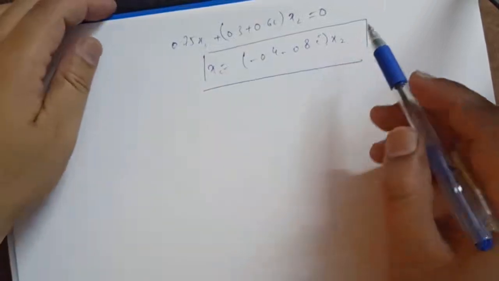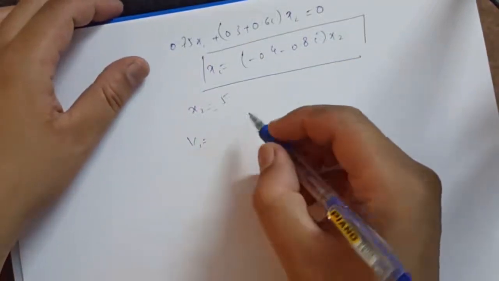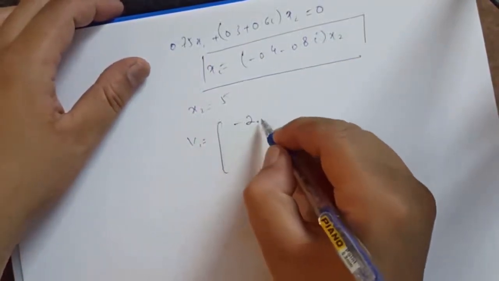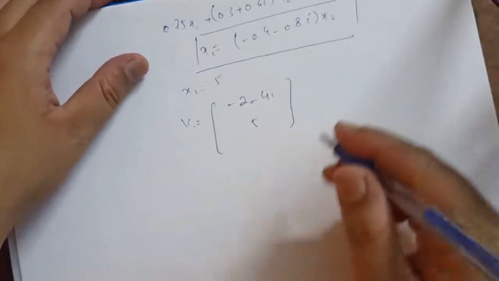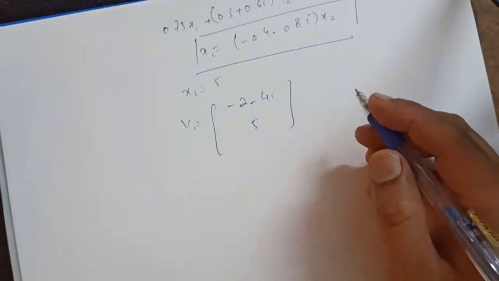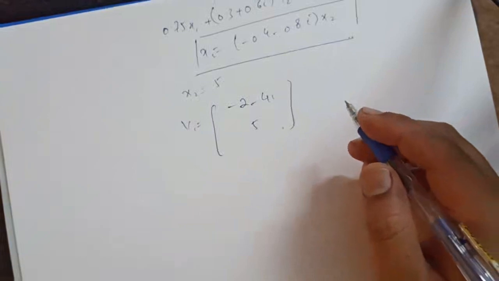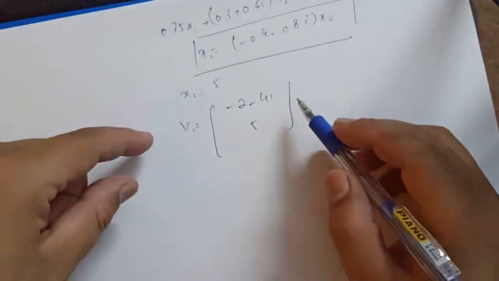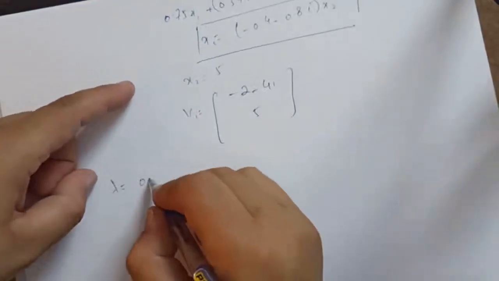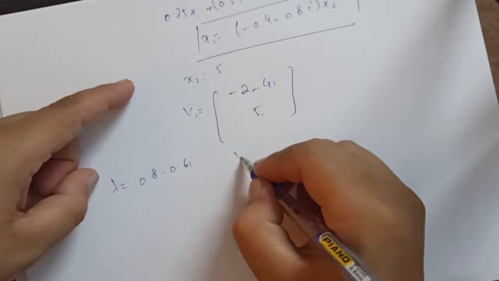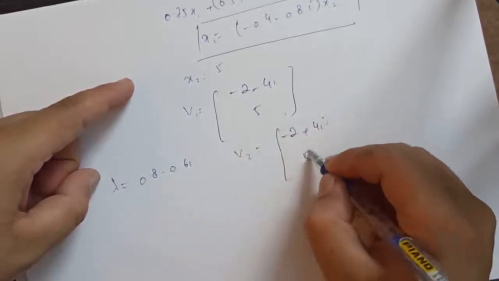and choosing x2 equal to 5 will give you v1, the eigenvector corresponding, as minus 2 minus 4 iota and 5. And similarly, since the eigenvalues are complex conjugates, their vectors are also complex conjugates, so it means for lambda equals 0.8 minus 0.6 iota, v2 is nothing but equal to minus 2 plus 4 iota and 5.